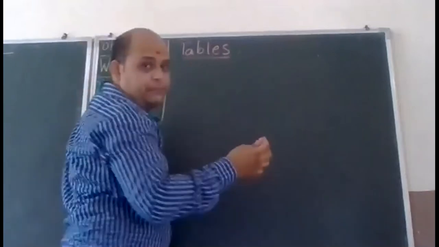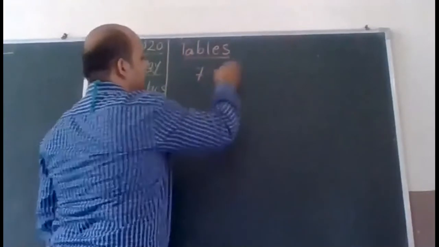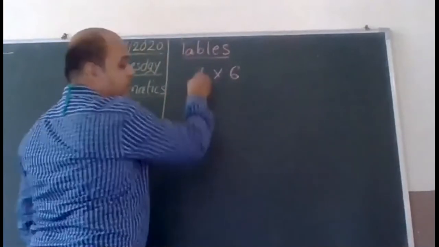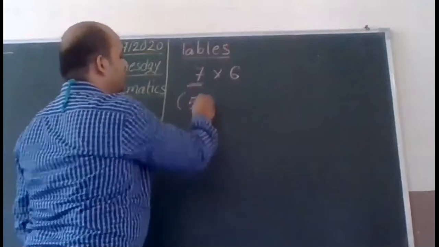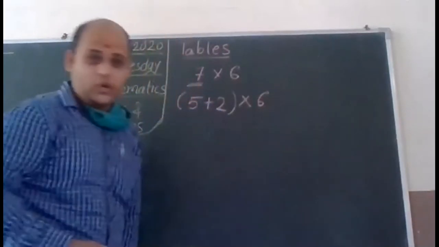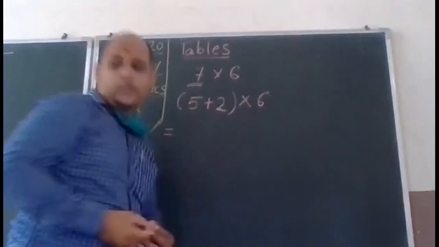Say for example, I'm doing 7 into 6. Okay? Now, for 7, I don't want to use the table. I want to do 5 plus 2 into 6. Okay? Please pay attention. So, what is going to happen?